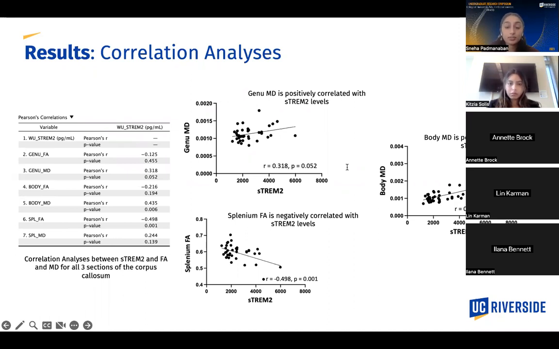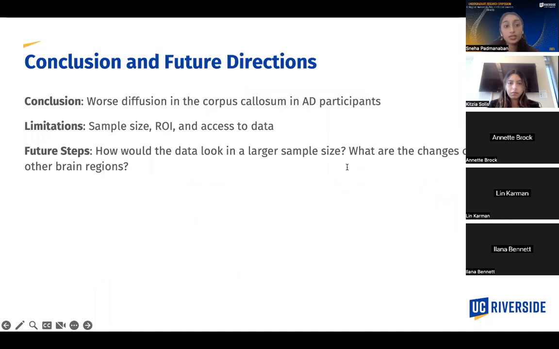These graphs display the scatter plots for statistically significant correlations between diffusion rates and STRUM2, and the table represents all the p-values for each group. So we concluded that there's worse diffusion in the corpus callosum in AD participants. Some limitations would be the relatively small sample size, the region that we chose, and the access to data, as the ADNI database does not have a lot of the DWI data that I can extract from.